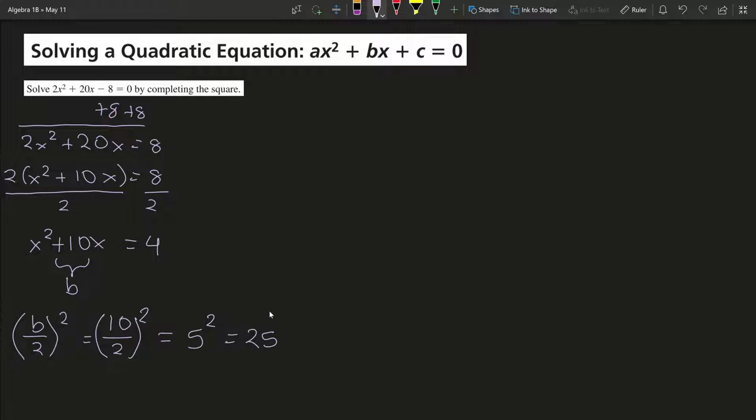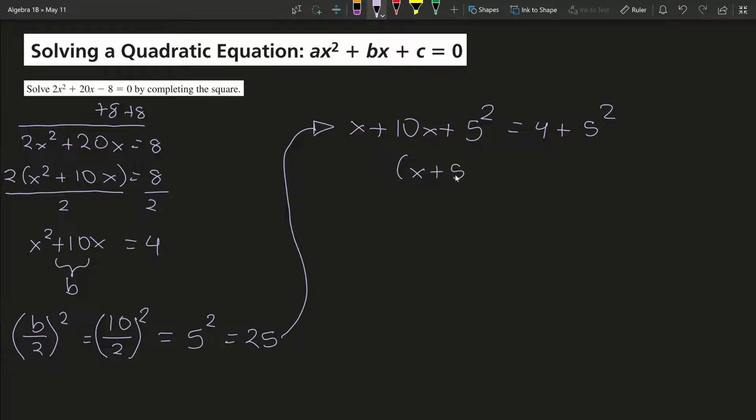And now we need to plug this back into our original equation. Alright, so let's rewrite this up here. So we have x squared plus 10x plus 5 squared is equal to 4 plus 5 squared. And now we can factor this. We have (x plus 5) squared. Remember, this 5 is the same one that we had over here. And 4 plus 5 squared is 29.